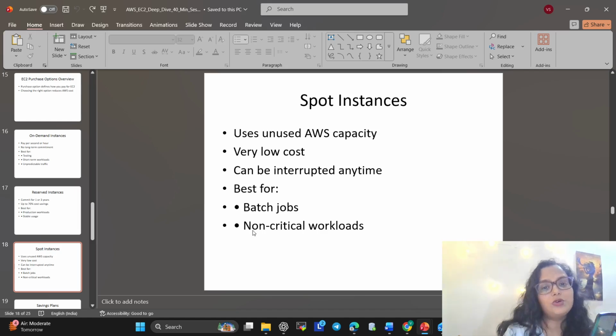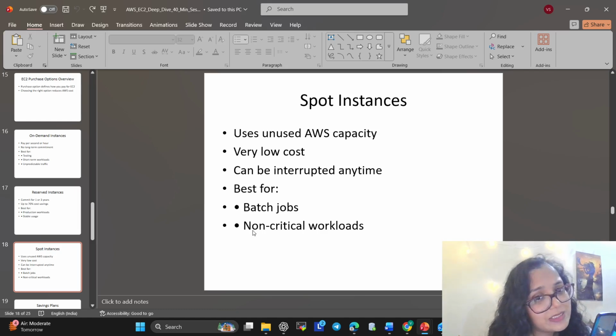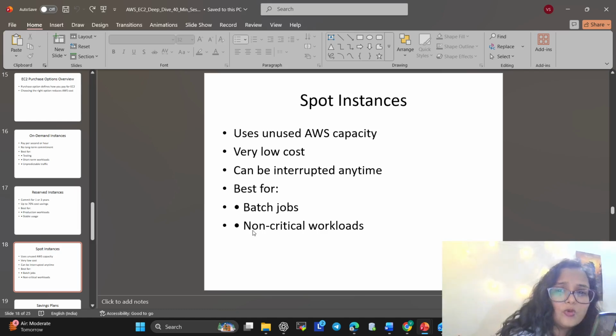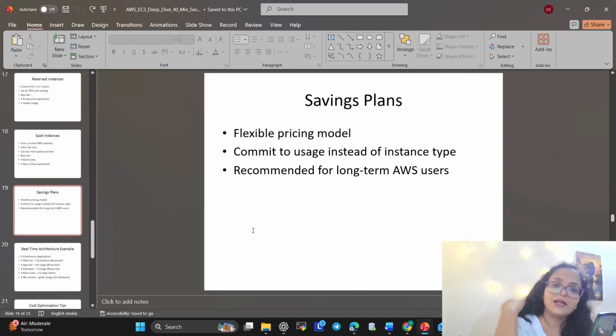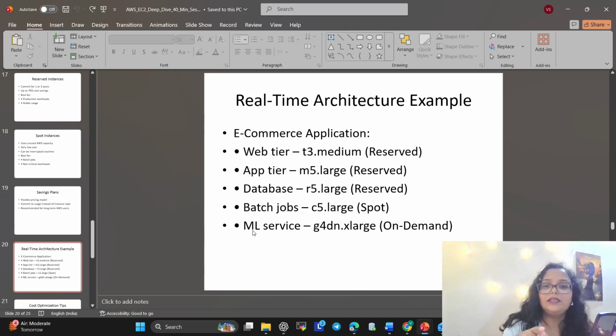Now, spot instances. We use spot instances for non-critical environments, for example testing and dev environments. Here we use unused AWS capacity, and the cost is very low, very cheap, but it can be interrupted anytime. Best for batch jobs and non-critical workloads. Now, savings plans. It is a flexible pricing model, where you commit to usage instead of an instance type, and it is recommended for long-term AWS users.